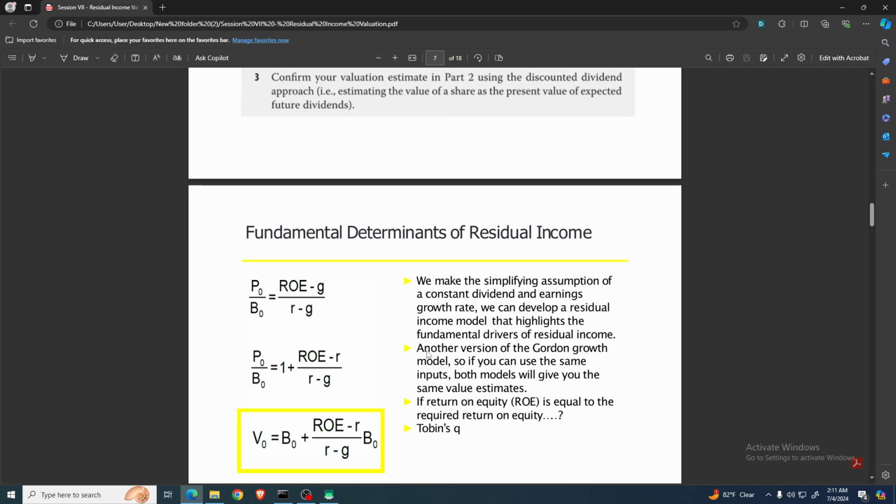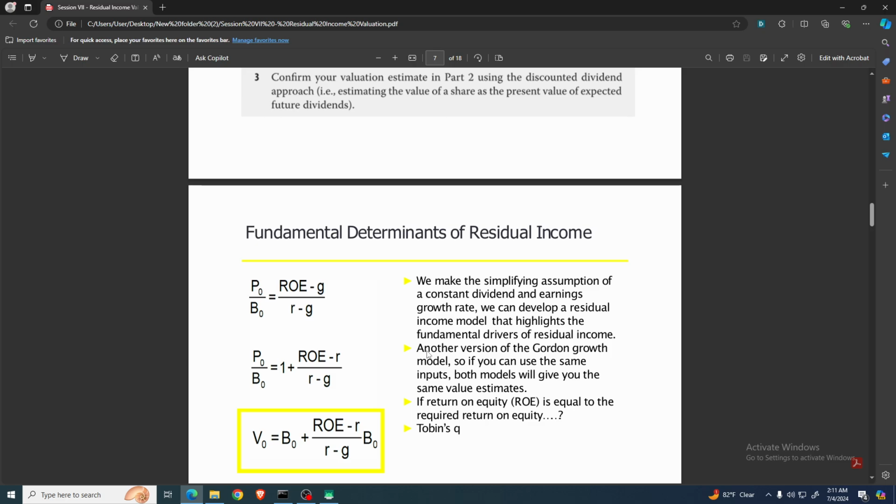And then you have an alternative model which can be constructed based on this. So that would be P0 divided by B0 equals 1 plus (ROE minus r) divided by (r minus g). So this would give the intrinsic value of the share, V0, by adding the current book value to the present value of future residual incomes.